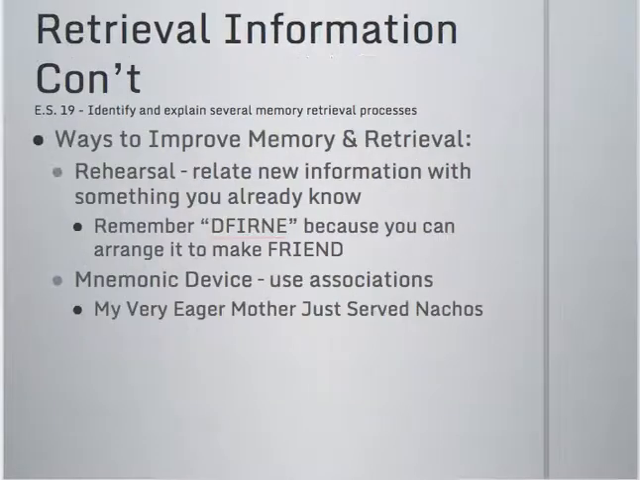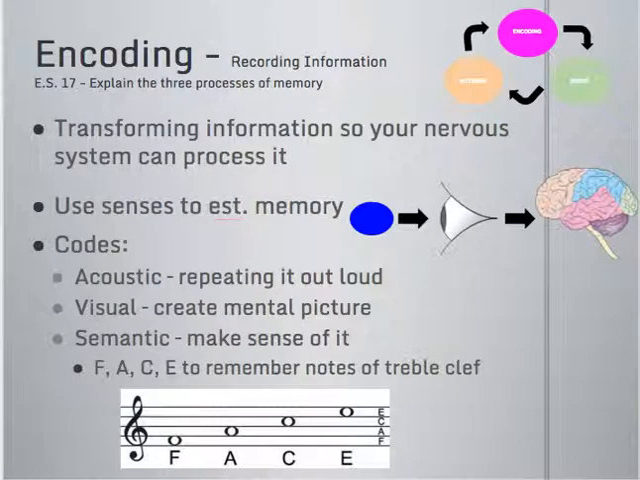So when we talk about retrieving information, the ways to help improve your memory and retrieve it: rehearsal, okay, so relating some information that you learned to something that you already know. So if I have to remember these random letters, I could make the word friend out of it to help me remember. The biggest and easiest one is using a mnemonic device. Okay, so 'my very eager mother just served us nachos' helps with remembering the order of the planets. A lot of times, any type of encoding code that you use is also a good code to retrieve that information. Okay, so that is your notes over memory.